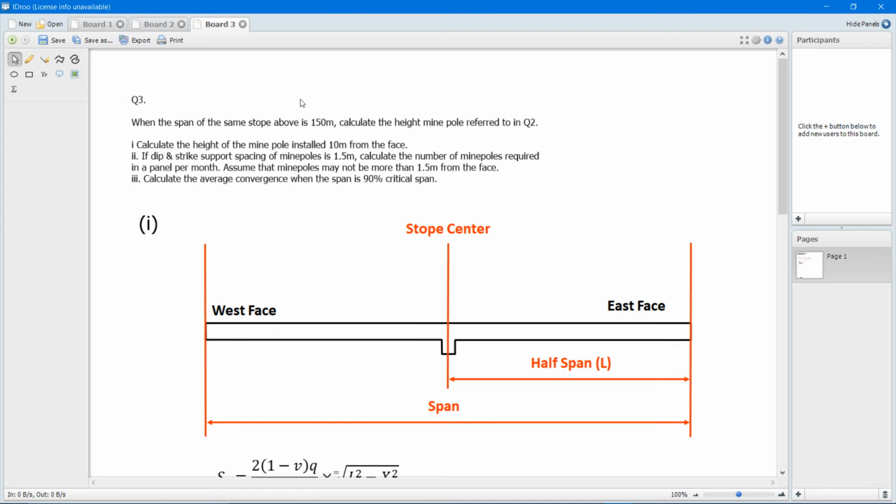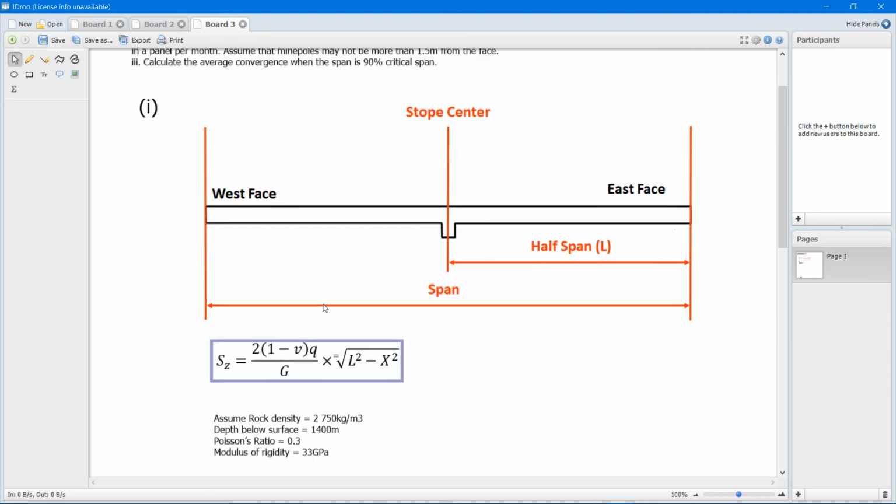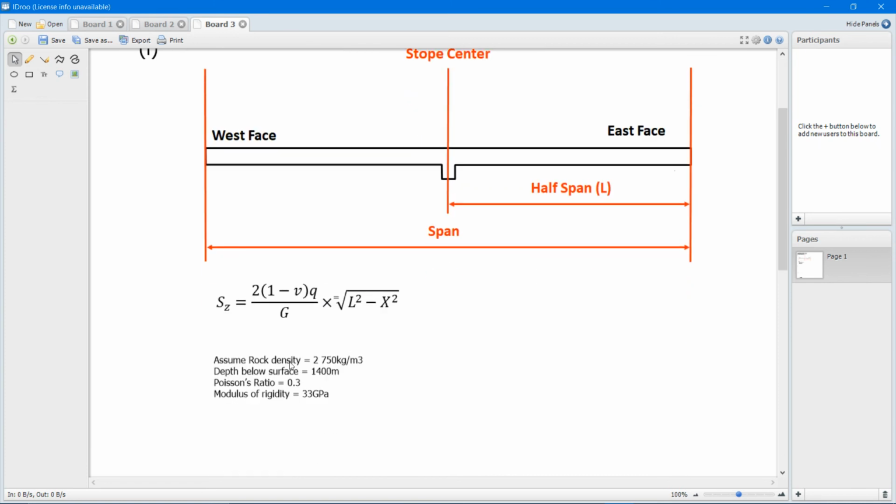So we're going to need to use the formula for convergence. Now, you do have some given parameters. We're assuming the rock density is 2,750 kg, sorry. You have depth below surface of 1,400 meters, a Poisson ratio, and a modulus of rigidity. So all of that we're going to substitute into our formula.